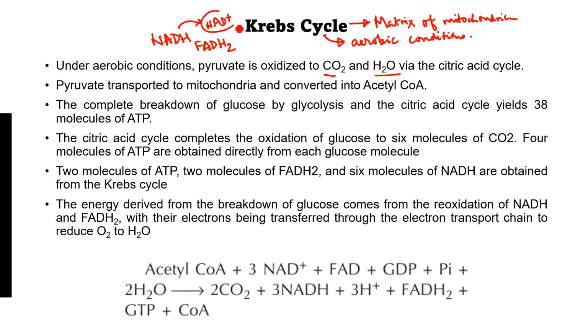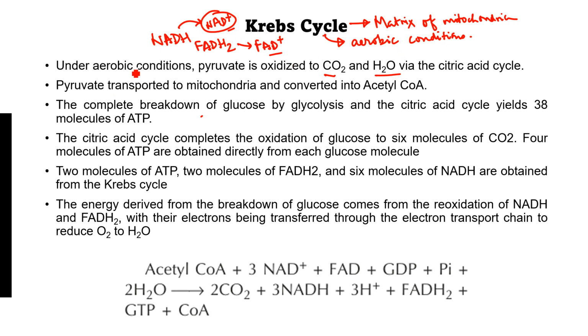So these NAD plus and FAD plus are actually substrates for several reactions in the Krebs cycle. If these are not there, or if the electron transport chain does not take place, if there is no oxygen, then we will not get these molecules, and hence the Krebs cycle will not take place. Okay, when I discuss the pathway in detail, then you will understand.